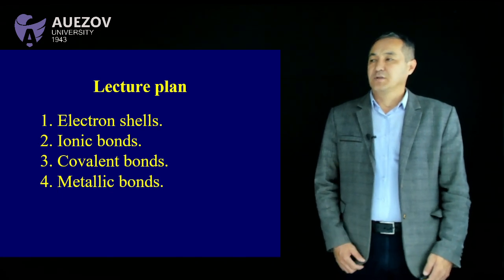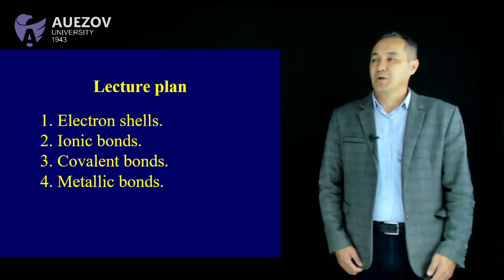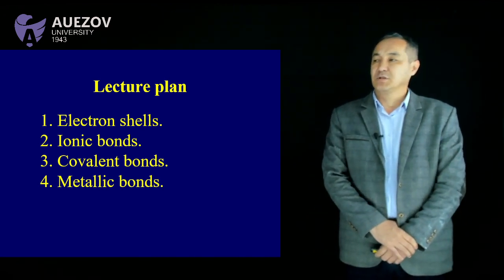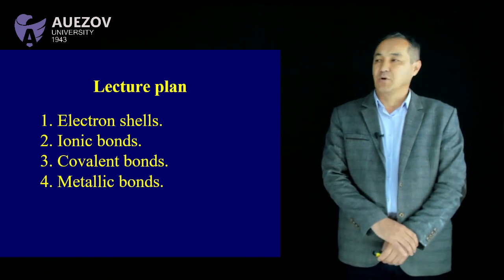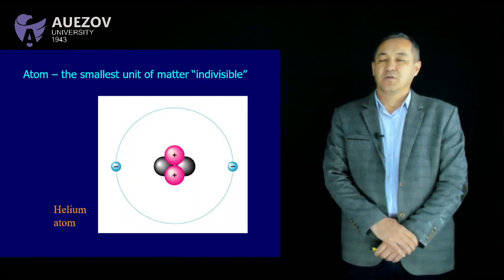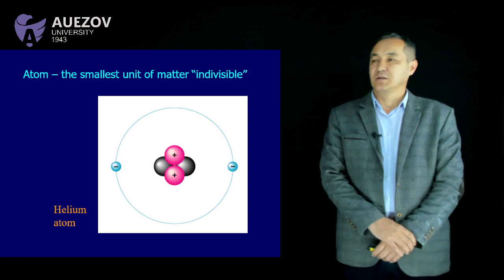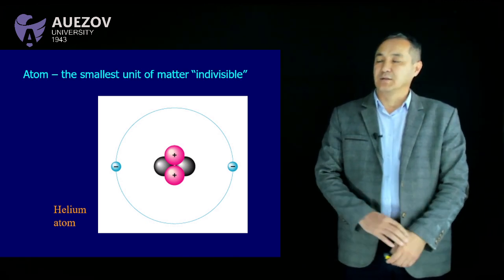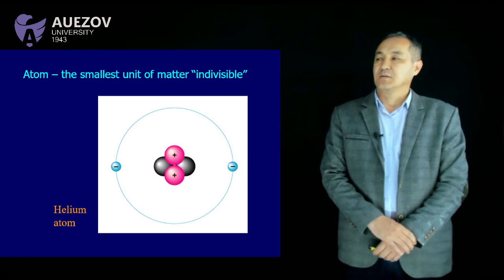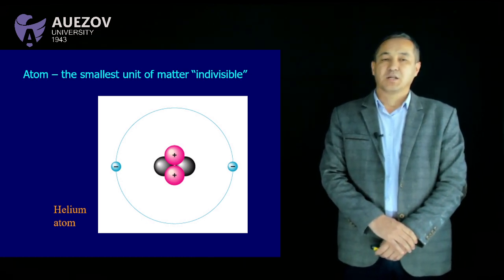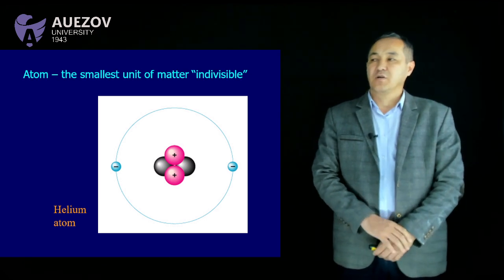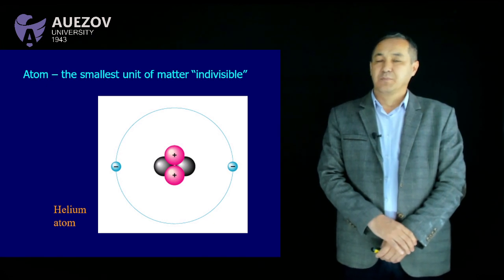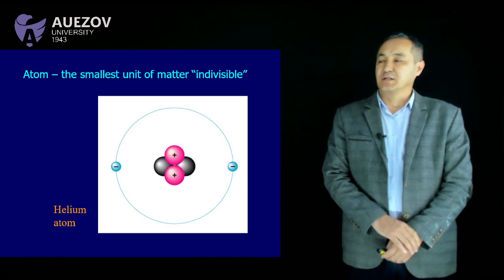In this lecture we have several topics: electron shells, ionic bonds, covalent bonds, and metallic bonds. Before we consider chemical bonds, we should consider the atom. An atom is the smallest indivisible unit of matter. For example, you can see a helium atom on the slide.